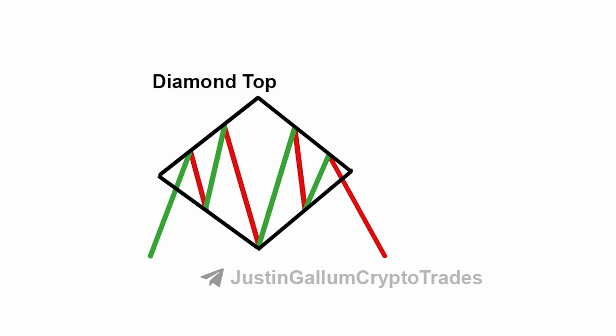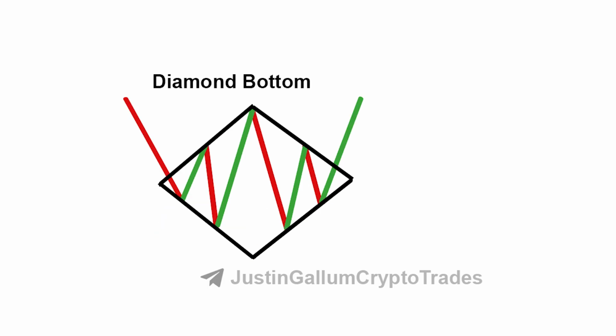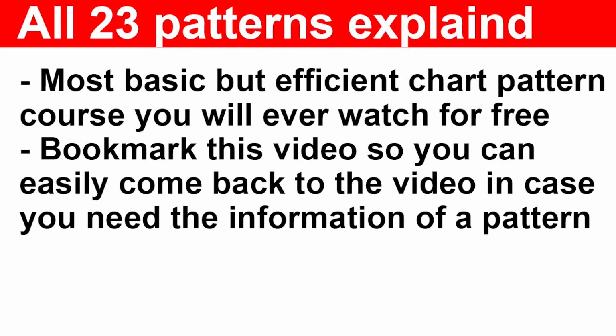So now that we're already talking about it, let's immediately talk about the diamond bottom. The diamond bottom is a bullish reversal pattern instead of a bearish one that occurs during a downtrend. It is formed by a series of lower highs and higher lows that create a diamond-shaped pattern, hence the name diamond bottom. The pattern is confirmed when the price breaks above the resistance level, which is the highest point of the diamond shape. And that's a wrap of the 23 most important trading patterns every trader should know about.